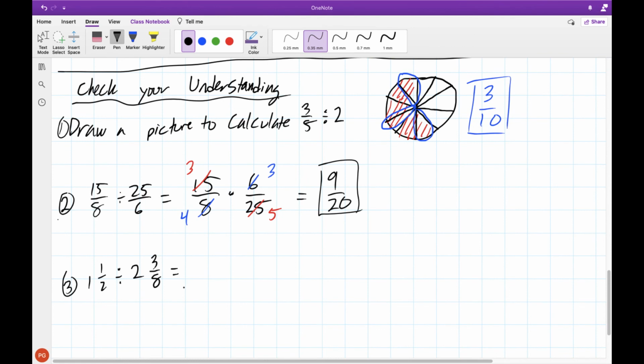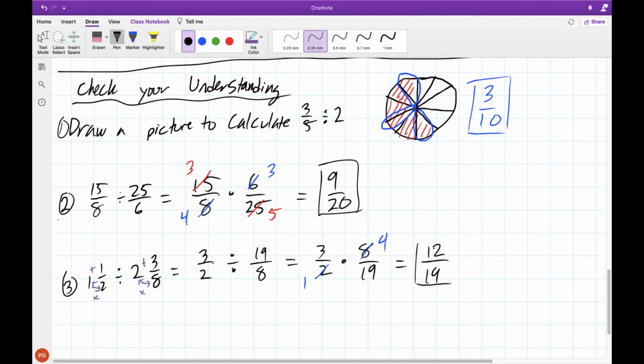For our last question here, we have to convert both of these into improper fractions first before any flipping can be done. We multiply the number up front and the denominator, add it to the numerator. Now that we're here, we can flip our fractions. Again, we can do some cross-reducing if we'd like. We can divide that by 2, divide that by 2. We can't do any reducing with 3 and 19. So when we multiply this out, the top will be 12, the bottom will be 19.